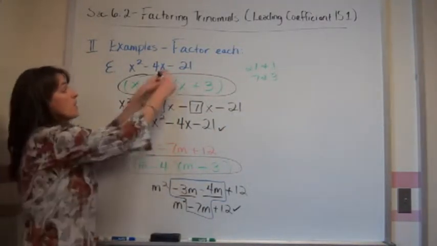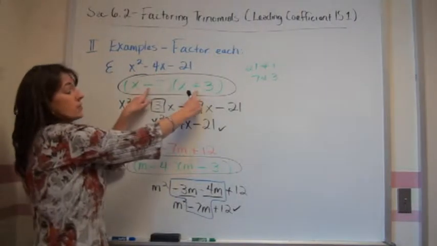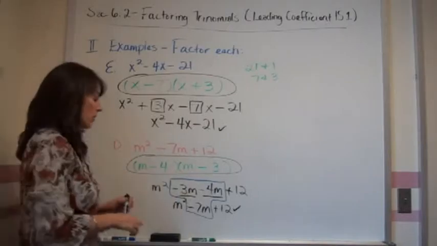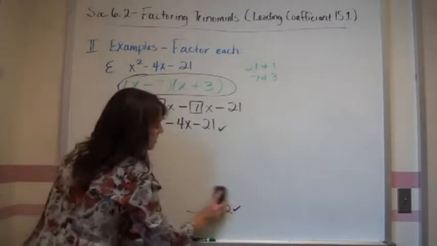So like I said, whenever you have a minus back here, that tells you you want different signs, and that tells you that these two numbers need to multiply for that and subtract for the middle one. All right, let's try another one.